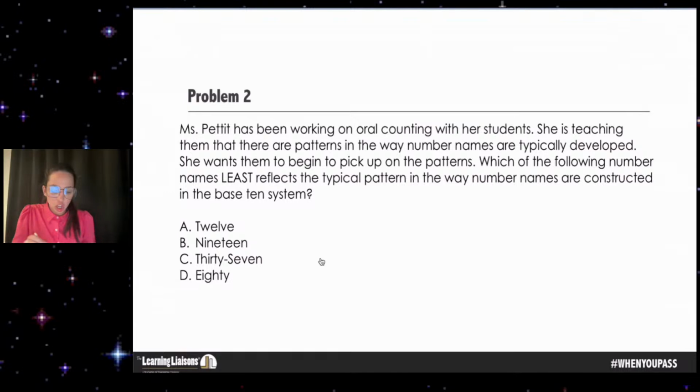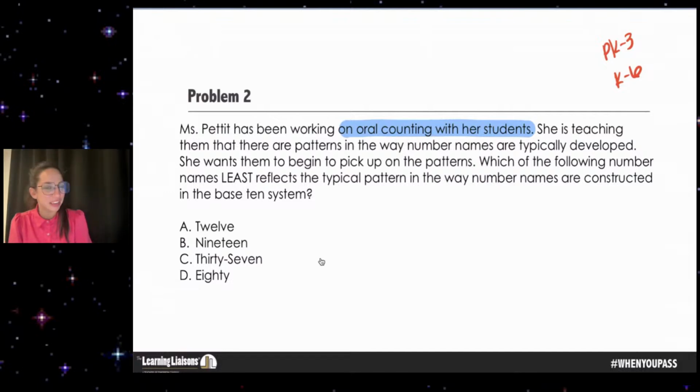All right, so we're working on oral counting. Again, this is a pre-K through 3, K through 6 problem. These two problems were specifically requested by a friend of mine who is taking the test here on Friday. So we will get to some more complex problems for my people who are not taking pre-K through 3 or K through 6, but I wanted to make sure I addressed that since this person is taking their test on Friday.